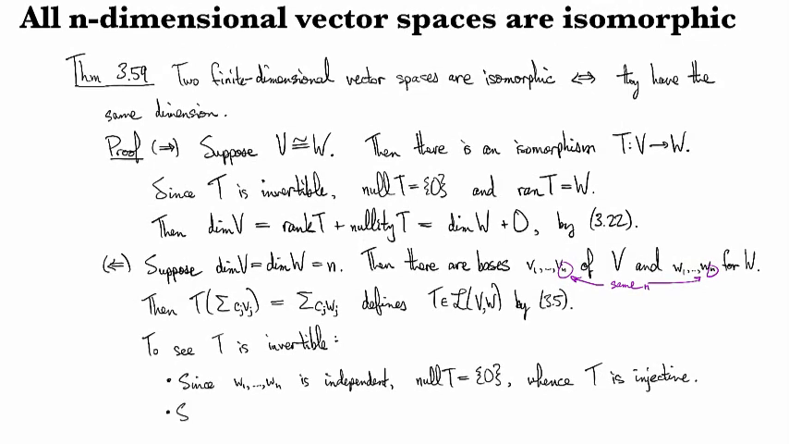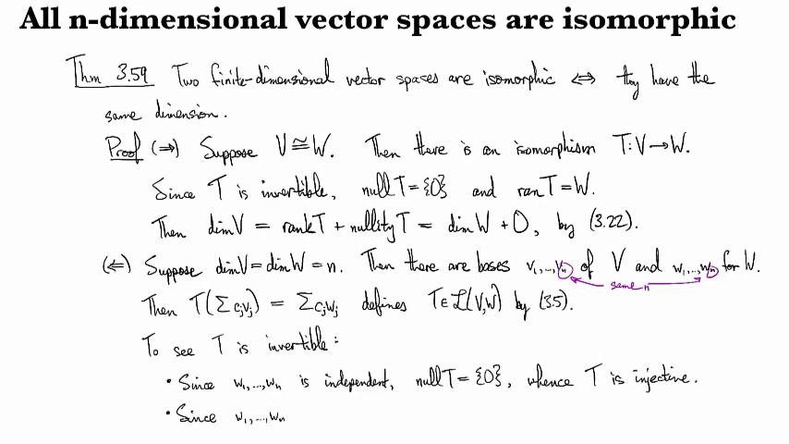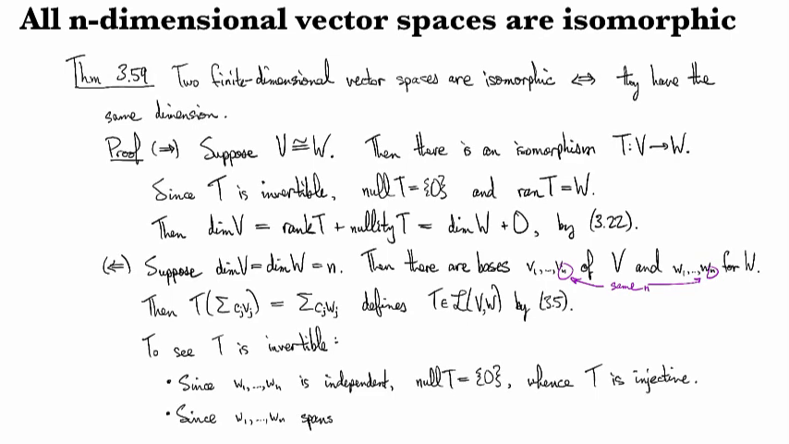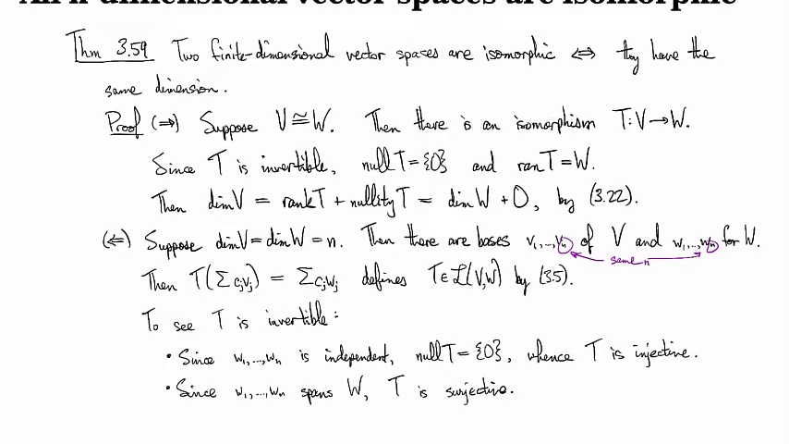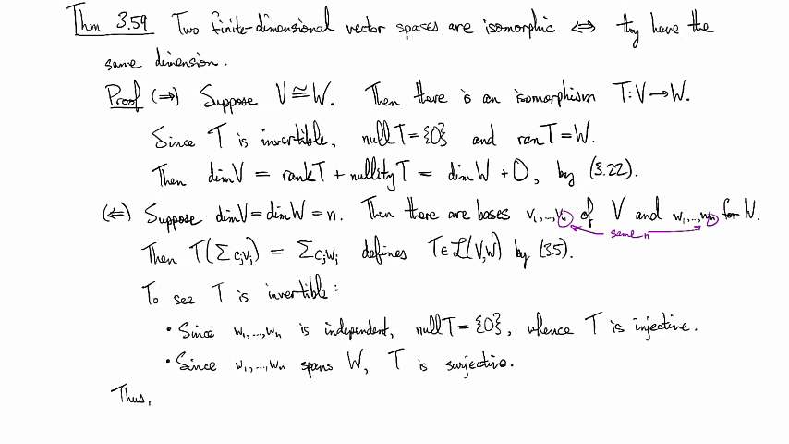Meanwhile, since W1 through Wn is a spanning set for W, T is surjective. Therefore, T is an isomorphism. And we are done with both directions.